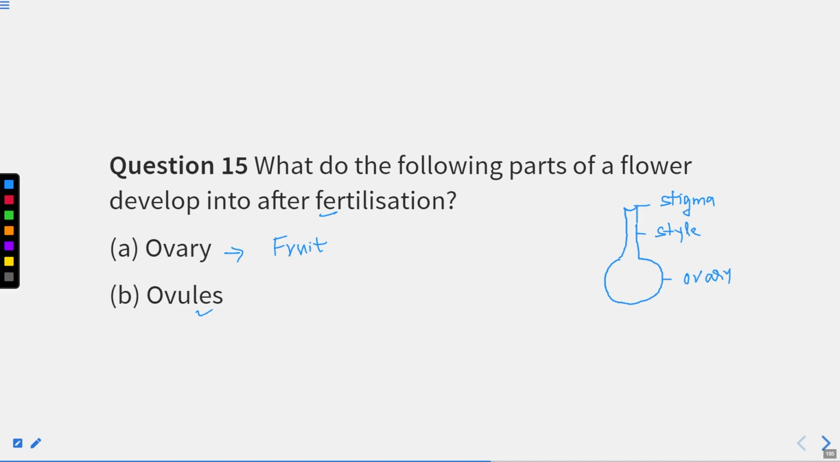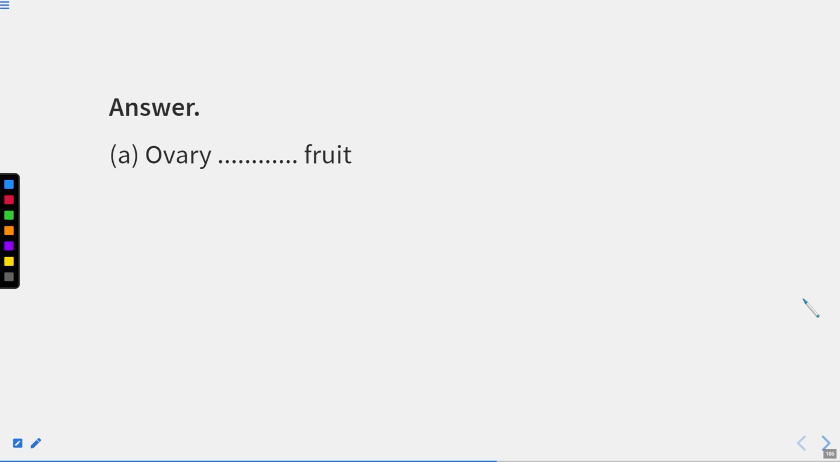And ovules are present inside the ovary. Suppose this is the ovule. Imagine, I'm just drawing a rough diagram. Ovules are present inside the ovary, so ovules develop into seeds after fertilization. This is the fruit, you can say, and within the fruit, seeds are present. Is this clear? So the ovary develops into fruit and ovules develop into seeds after fertilization.